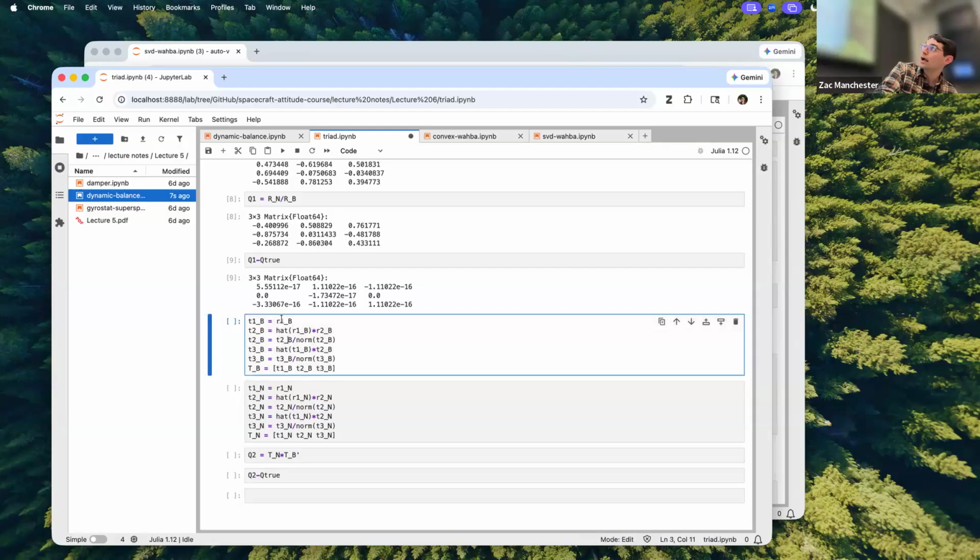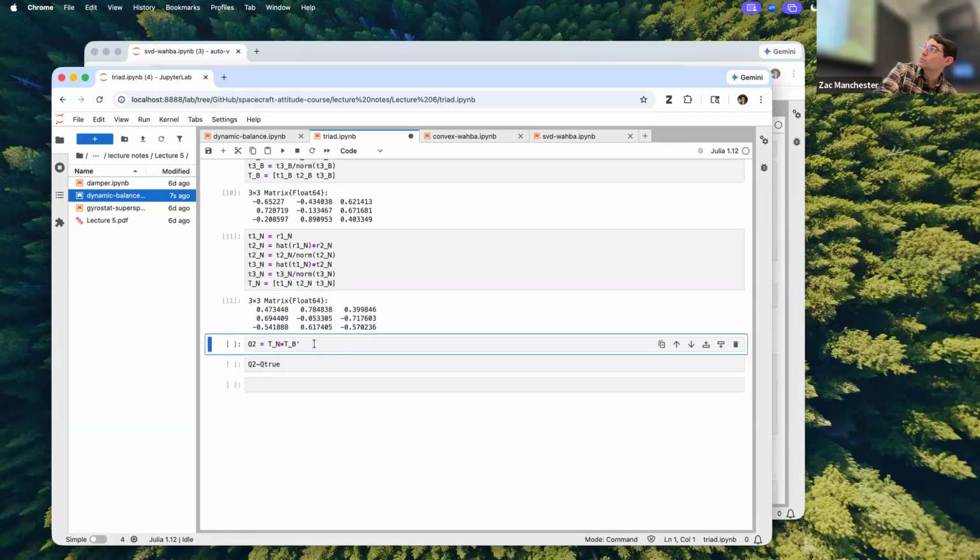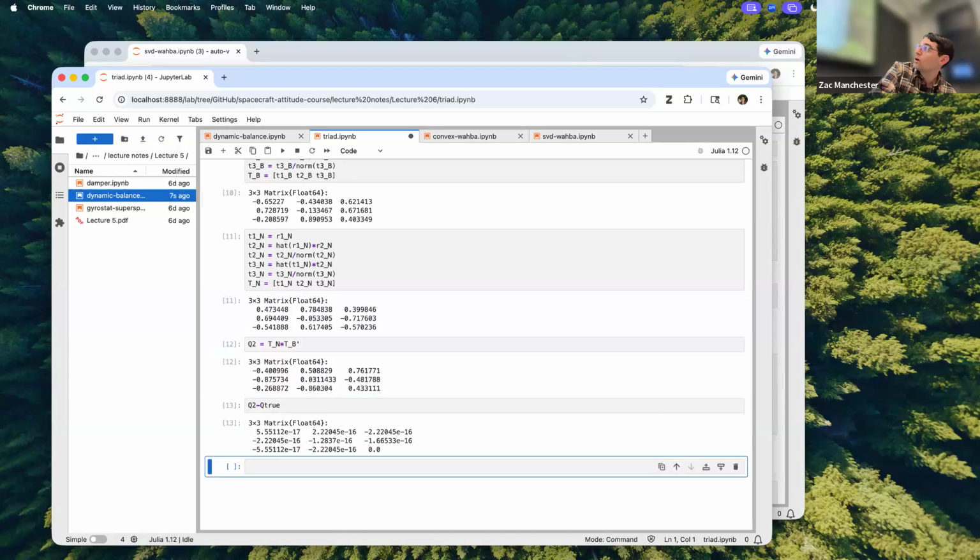And then we'll do it the triad way. So we do cross product, normalize, and so on, to make T matrices. And then here we can do it with a transpose instead of an inverse. And yeah, answer to machine precision. They match. Cool. No surprises. It's not super interesting. Let's do some more stuff.